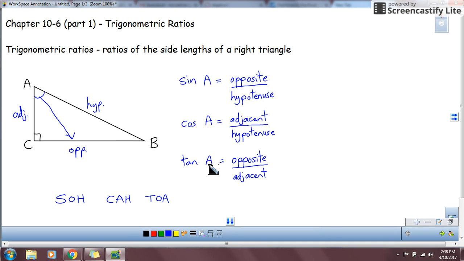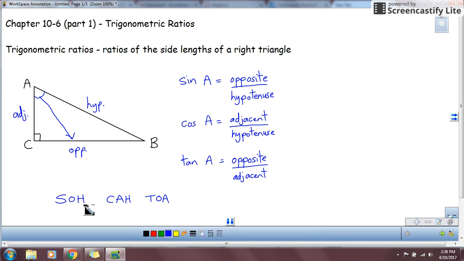Tangent of A is the opposite side divided by the adjacent side. So opposite divided by adjacent. Now, I know we're just introducing this concept, but the more you see this, it'll become familiar, and I'm sure you will feel comfortable to use this.